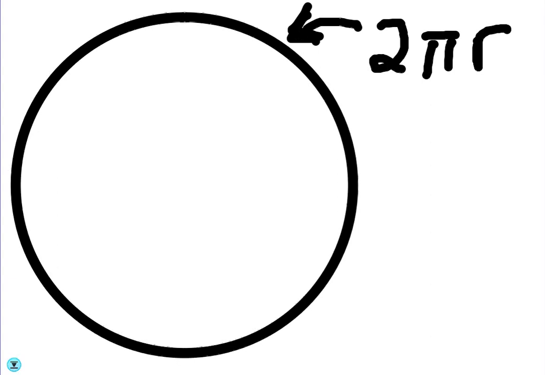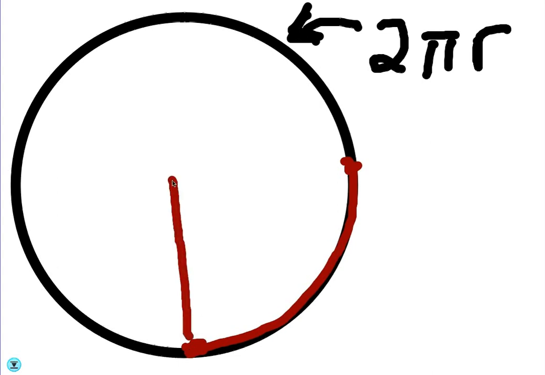Now the question becomes, let's say we just wanted to figure out from here to, say, there. You can pick any piece of the circle. It doesn't have to be that big. How do you figure out how big that is? Well, you have to know another piece of information, mainly the angle that forms that piece of the circle.